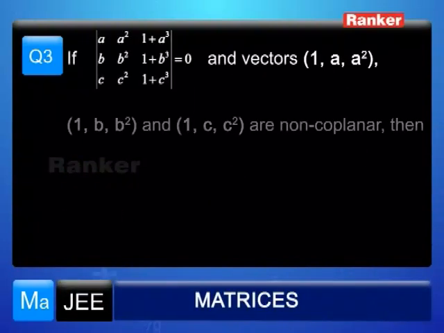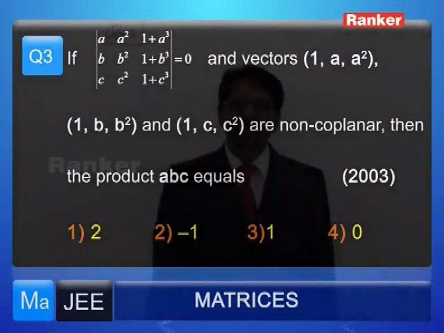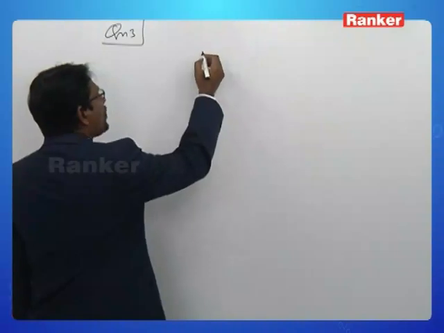Let's move on to the next question. If the determinant a square, 1 plus a cube, b square, 1 plus b cube, c square, 1 plus c cube is equal to 0, and the vectors (1, a square), (1, b square), (1, c square) are non-coplanar, then the product abc equals, first option being 2, second option -1, third option 1, fourth option being 0. So let's have a look at this thing.